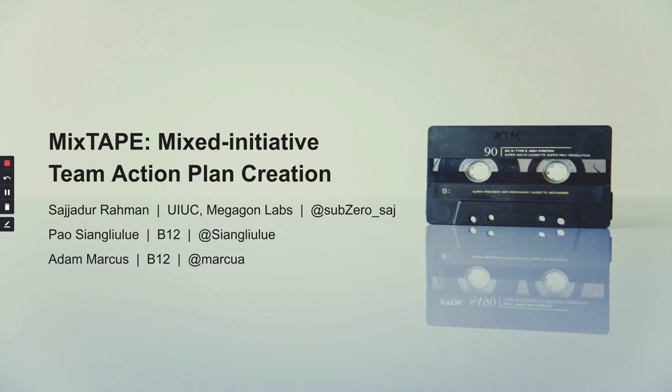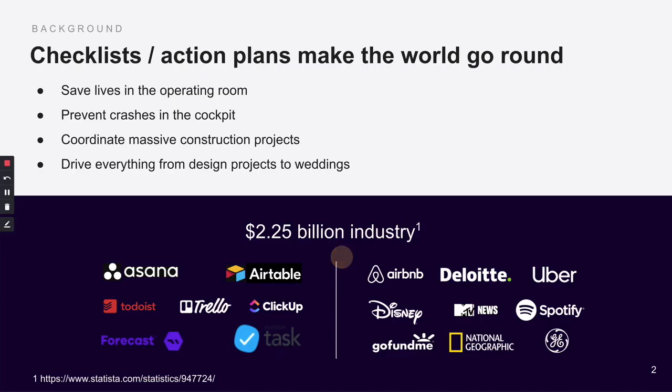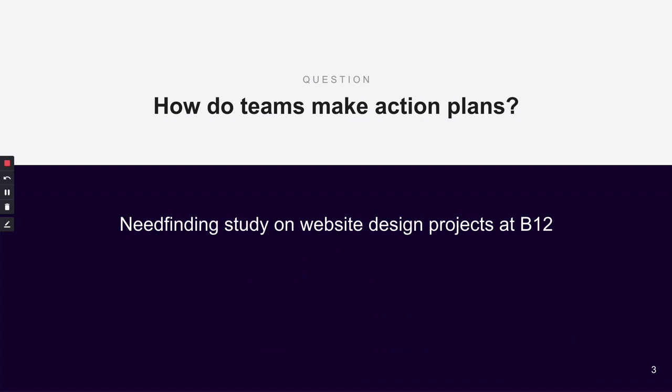Today I am going to present our work on developing MixTAPE, a mixed initiative action plan creation tool for team-based projects. Time and again, checklists have proven to save lives, prevent accidents, and help projects ship on time. As a result, software for creating checklists and action plans has turned into a billion-dollar industry. If checklists are so important, how should teams create them?